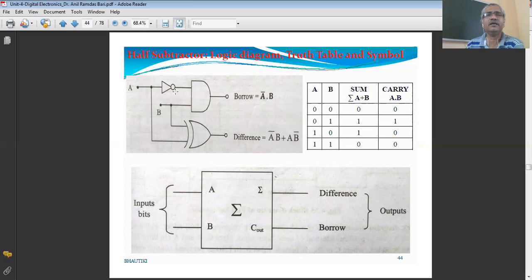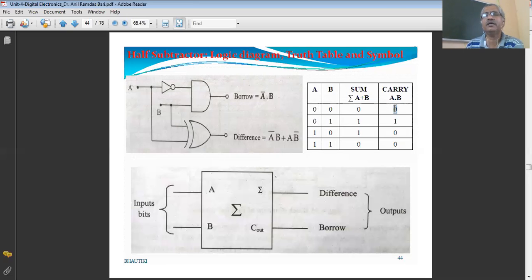Now here A dot B, this is A. Due to this NOT operation, here it will be the A complement. So this is A complement dot B. When A is equal to 0 and B is equal to 0, A complement dot B is again 0, because A is 0, its complement is 1, but B is 0, therefore it is 0. So the borrow is 0.